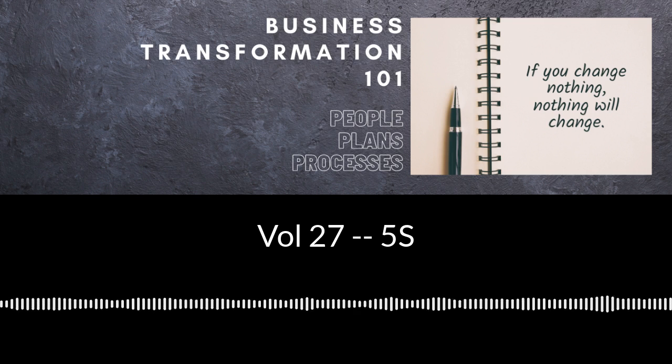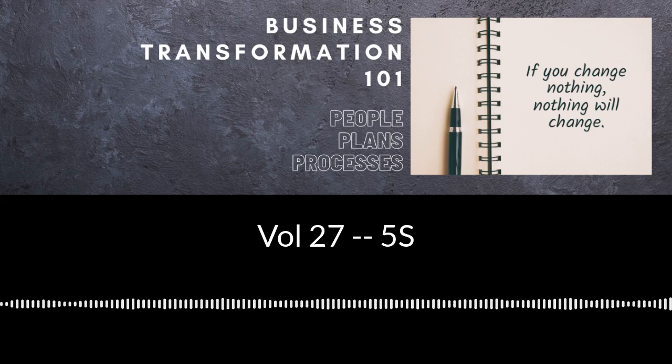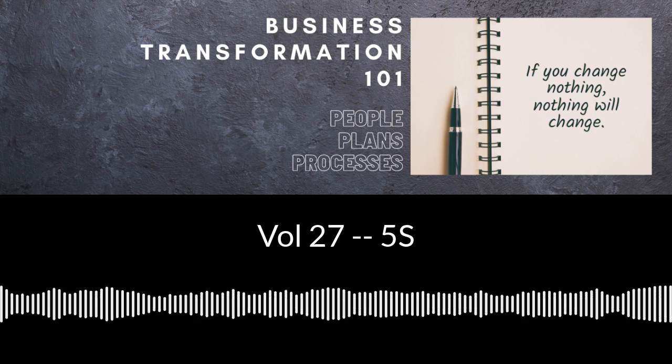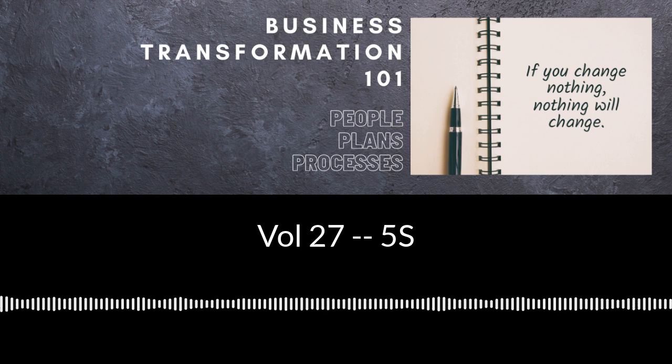The third S is shine. The objectives for the shine phase are ensure everything in the workspace is clean, including floors, walls, ceilings, equipment, furniture, etc. The actions to meet the objectives are clean the floors, the walls, and the ceiling, paint or refinish as appropriate. Thoroughly clean equipment and under equipment.